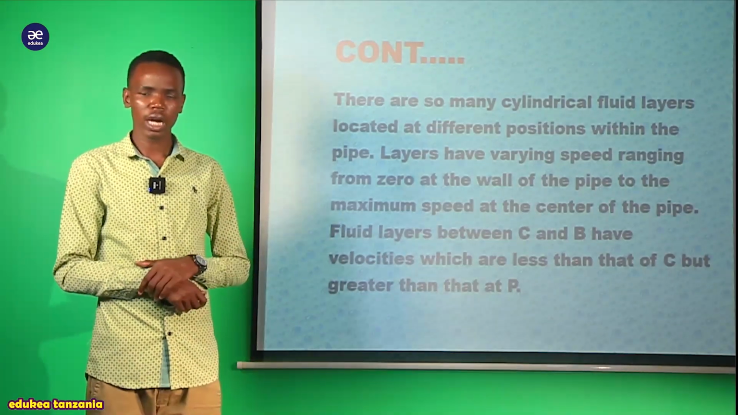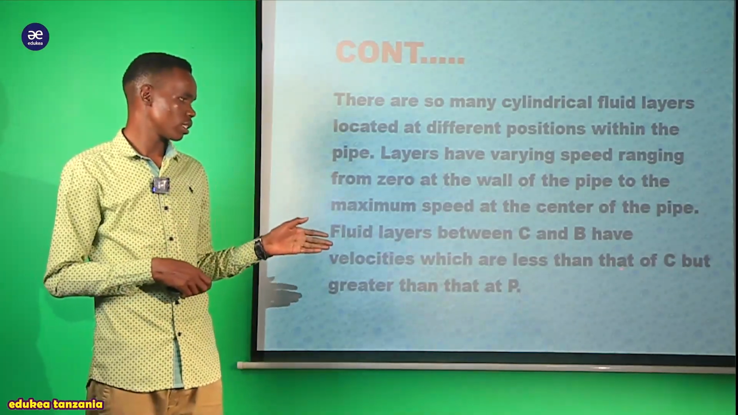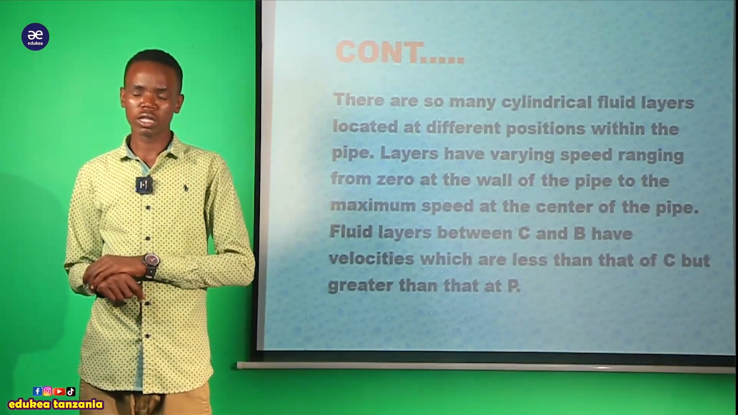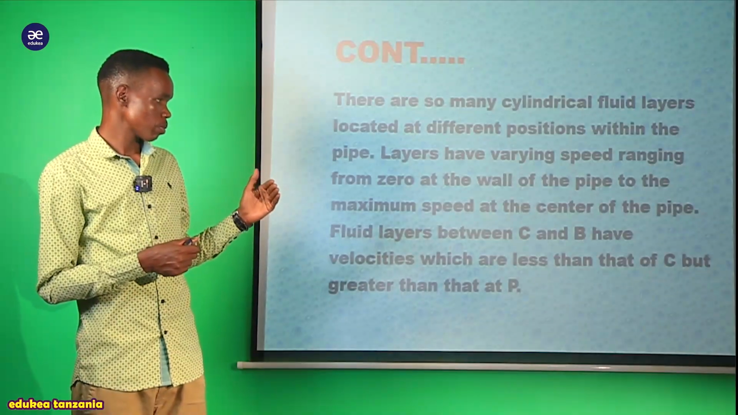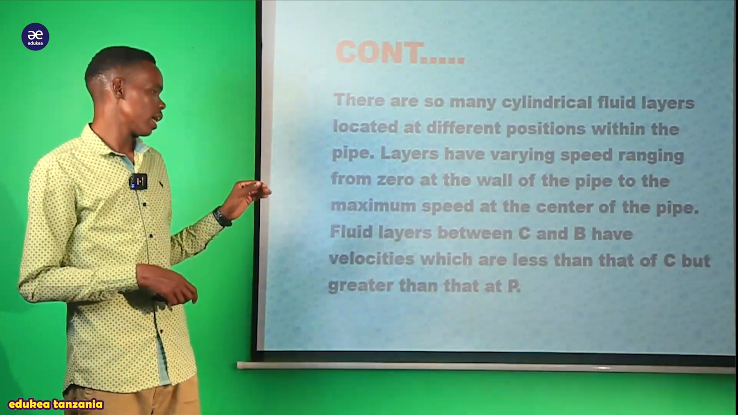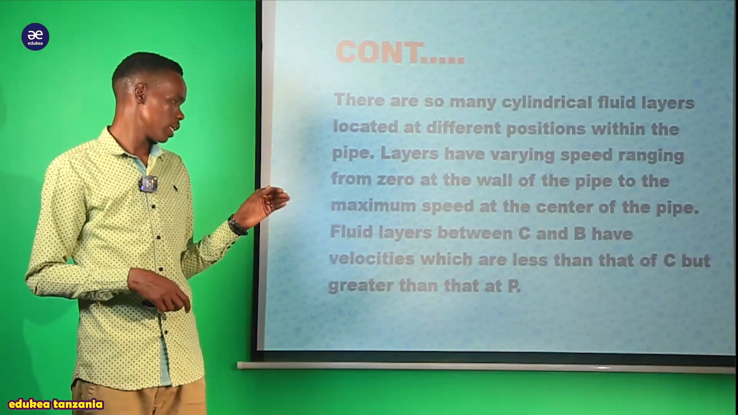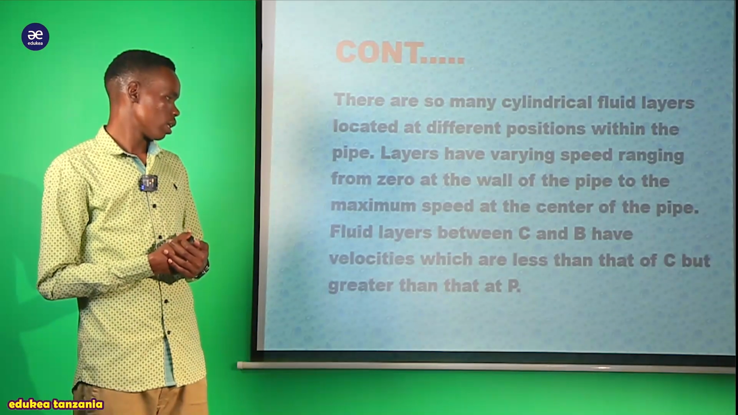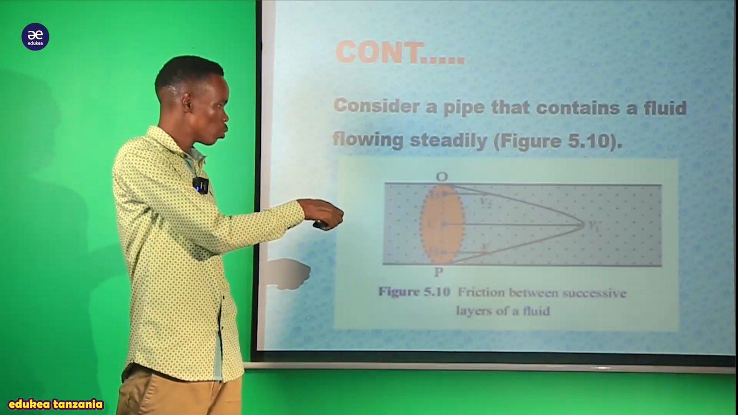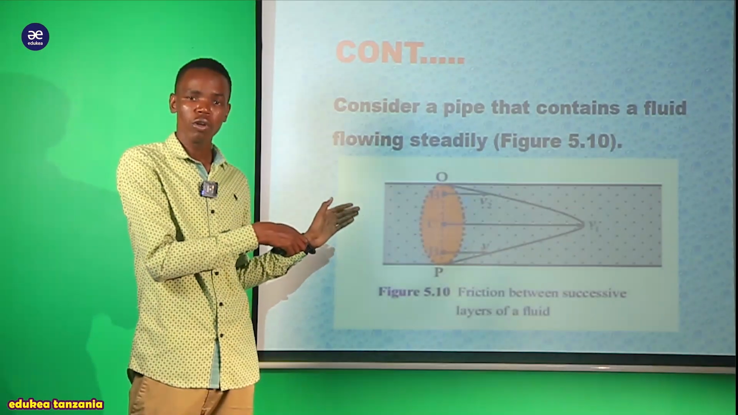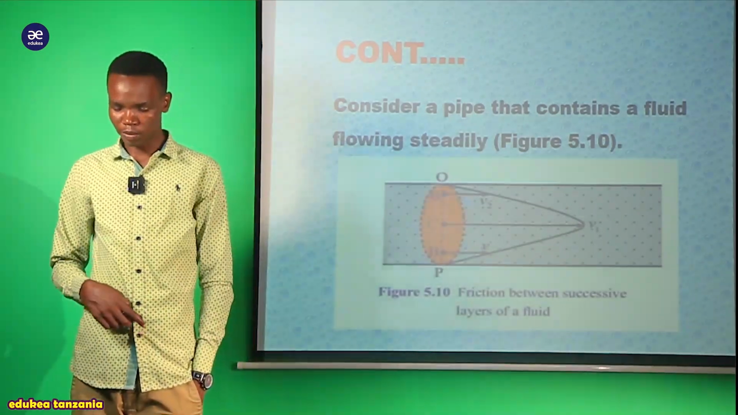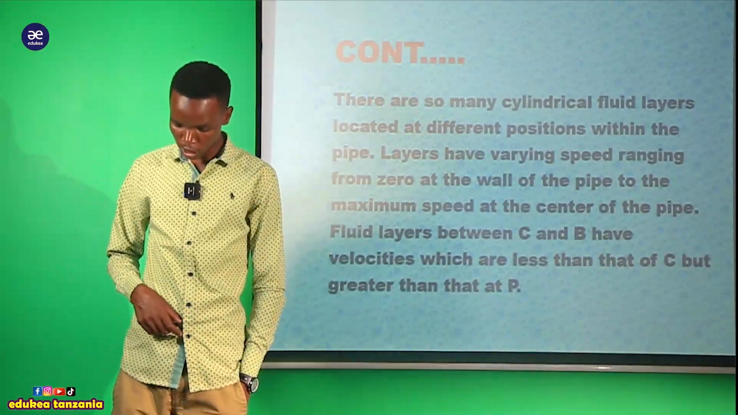So the fluid layers between C and B have velocities which are less than that at C, but greater than at this one. Looking at our figure, my dear student, we observe that the fluid layer at point C and also at point B has a speed which is less than that at point P. So we observe that the speed at point B and C is very small compared to the speed at point P, as we try to observe. That is what we have been told in our explanation here.